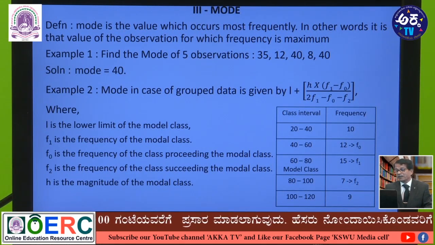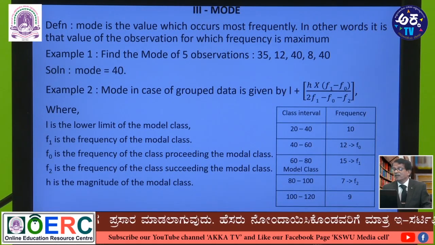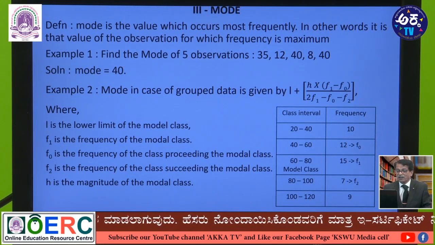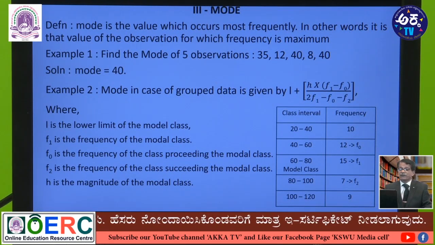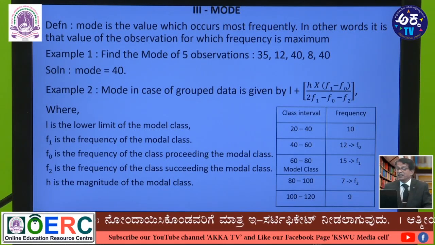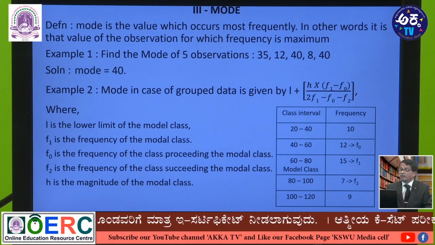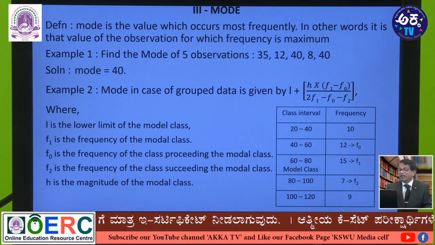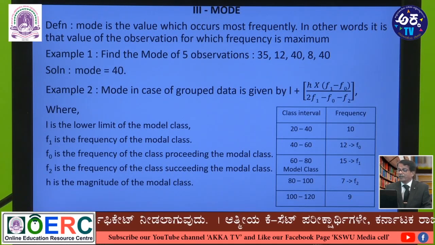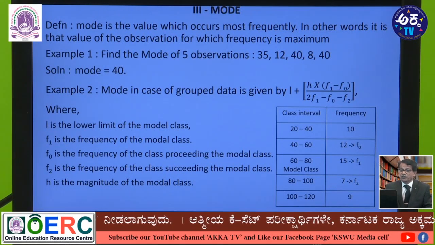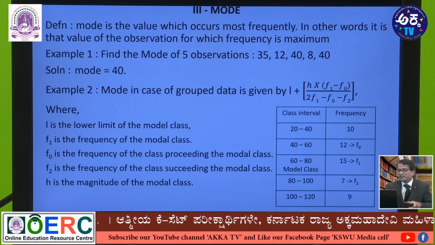F0 is the frequency of the class preceding the modal class. The class preceding the modal class is 40 to 60, whose frequency is 12, and therefore F0 is 12. And F2 is the frequency of the class succeeding the modal class, which is 80 to 100, and the corresponding frequency is 7, and that becomes F2 for substituting in the formula. H is simply the magnitude or width of the modal class.